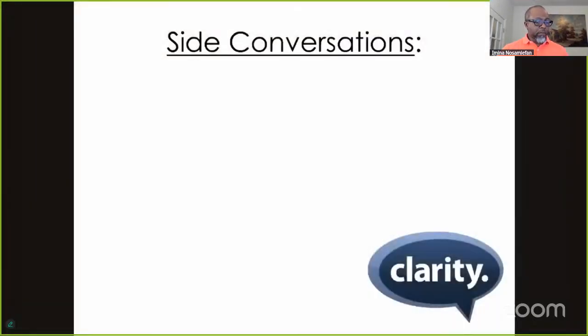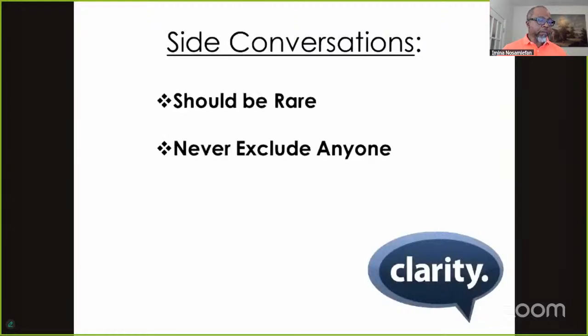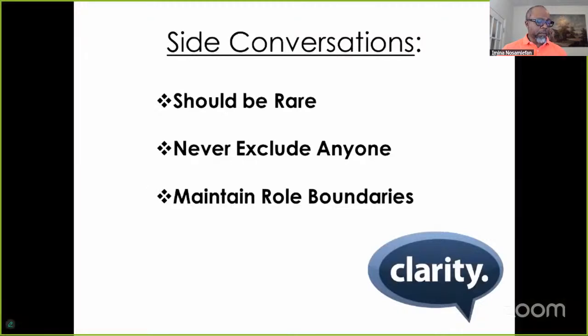Side conversations should be rare and should never exclude the other party. Ensuring that everything is interpreted reduces suspicion and confusion. Further, interpreting everything ensures that professional role boundaries are maintained.